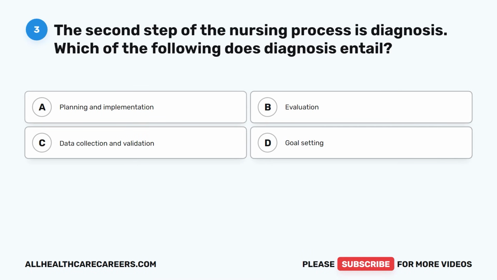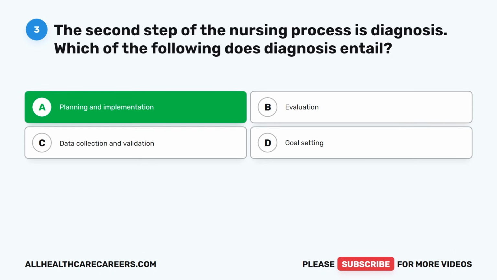Question 3. The second step of the nursing process is diagnosis. Which of the following does diagnosis entail? A. Planning and implementation. B. Evaluation. C. Data collection and validation. D. Goal setting. The correct answer is A.